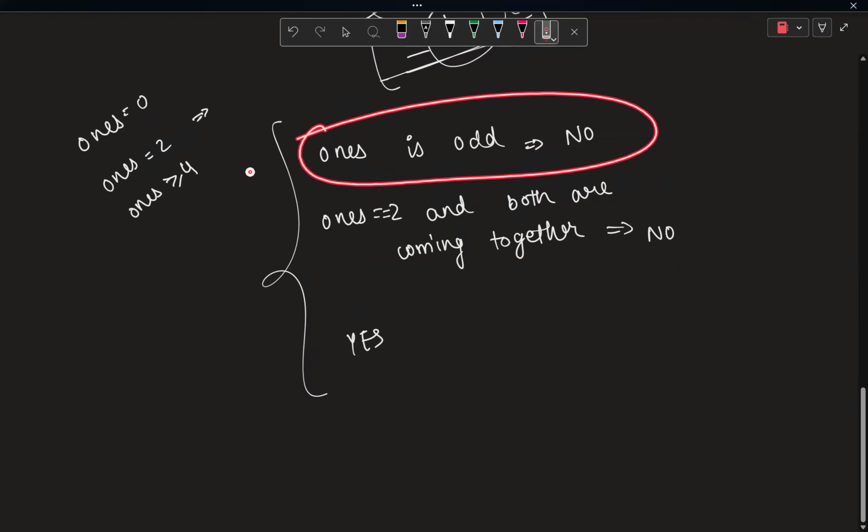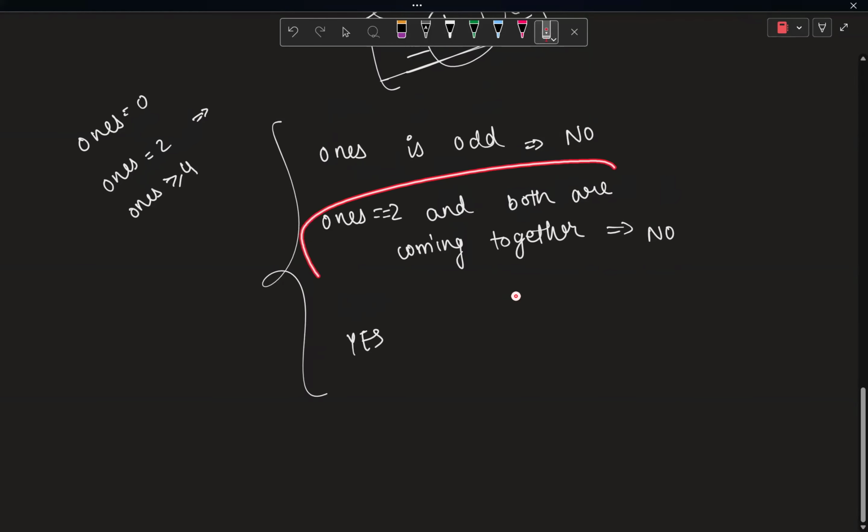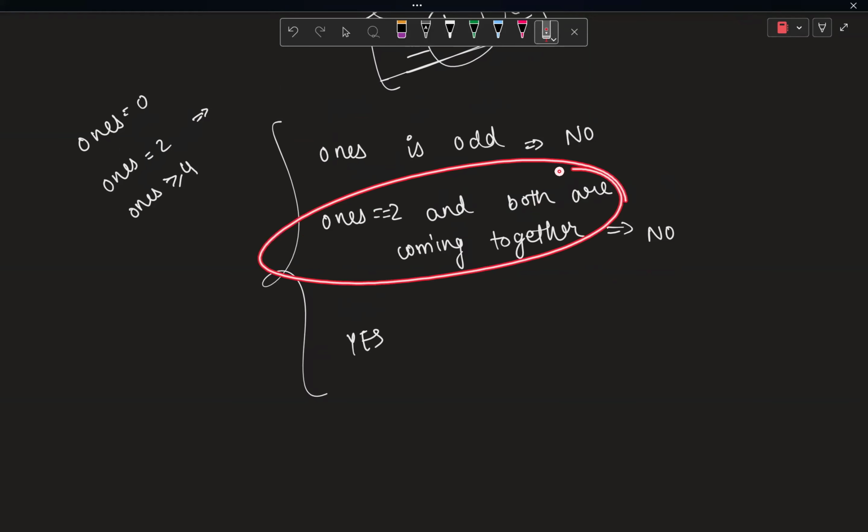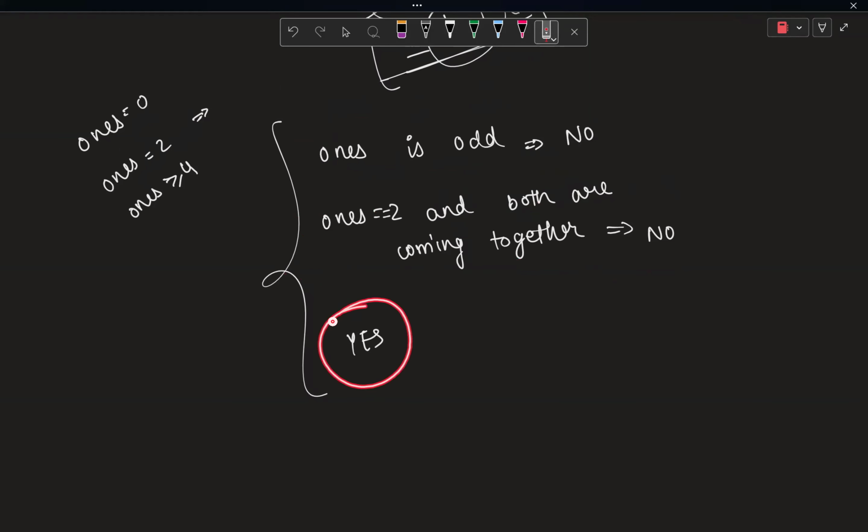Check whether the number of ones is odd or not. Check whether the number of ones is two and both are coming up together. If this condition satisfies, then also your answer is no. Otherwise, your answer is yes. Okay, so shall we move on to the code?